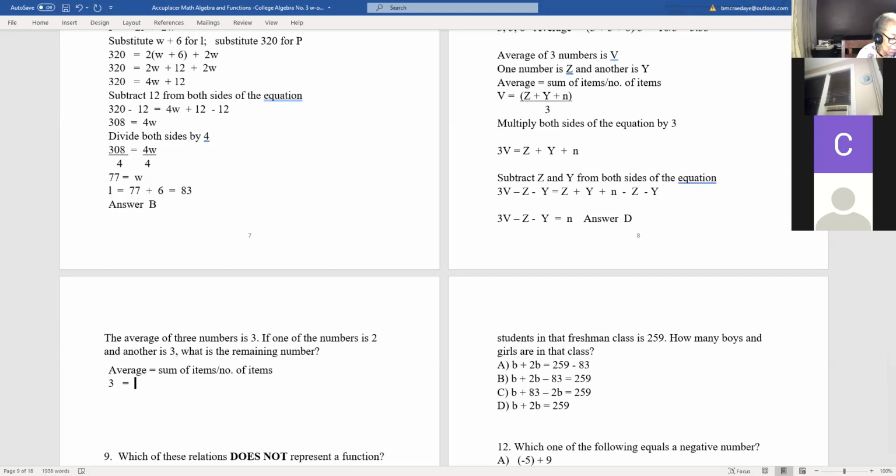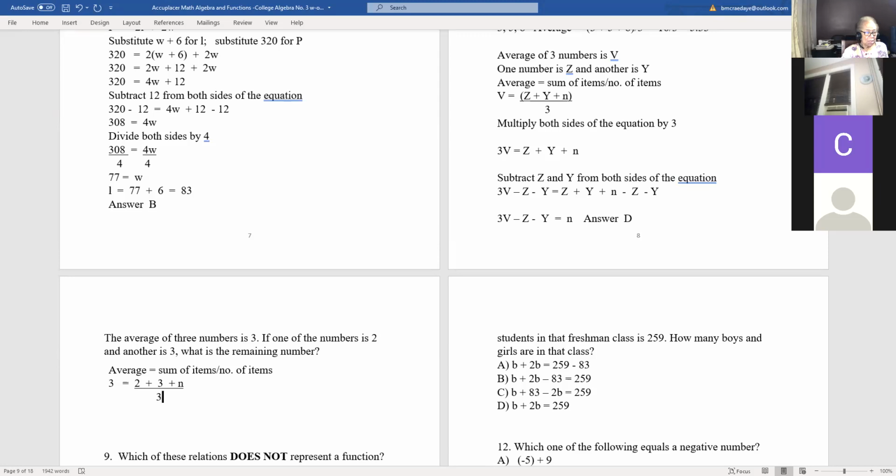One of the numbers is 2, one is 3, and one is n, we'll call it. N. And how many numbers are there? 3. So let's just underline and we'll put 3. Now, to get an average of 3, what must the total be for 3 numbers?